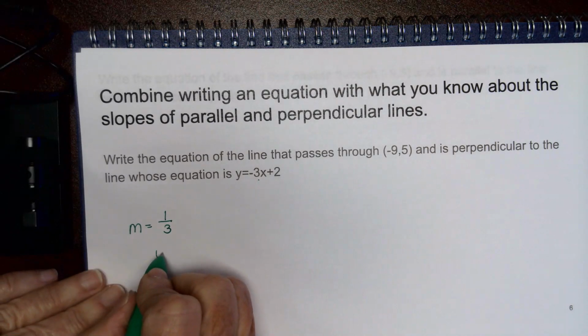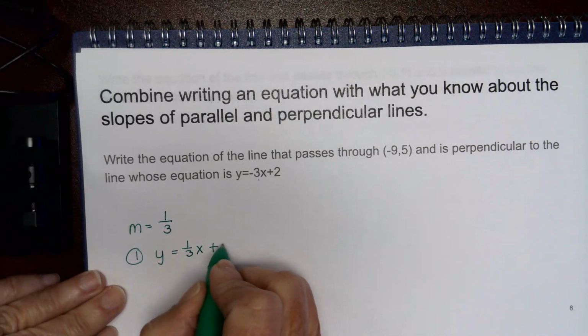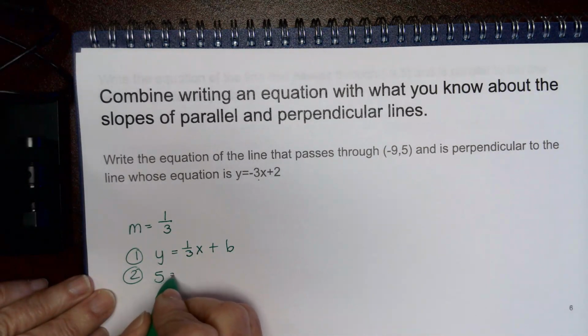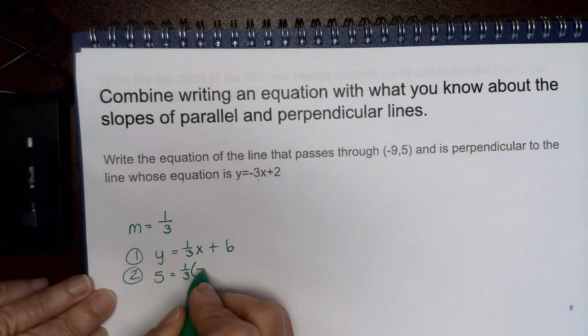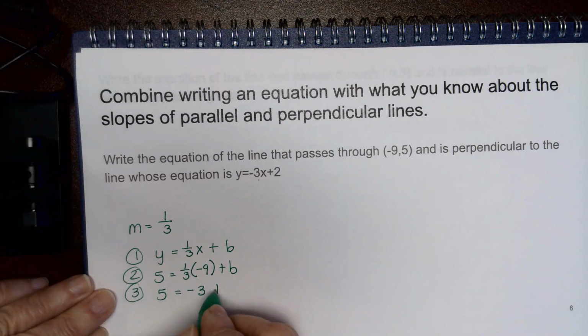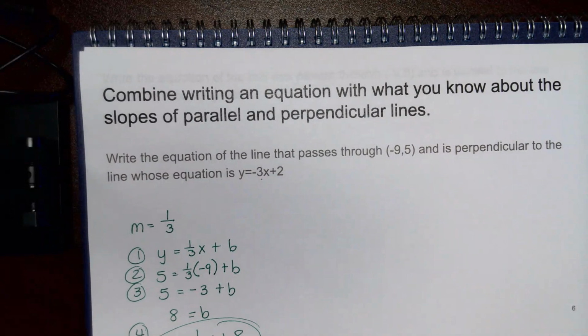So I go, step 1, y is equal to 1/3 x plus b, and then I'm going to plug in these points for the second step. So I have 5 is equal to 1/3 times -9 plus b. Third step is solving, so 5 is equal to -3 plus b. b is going to equal 8. I plug these back in. So y is equal to 1/3 x plus 8. And that would be the equation of the line that passes through that and is perpendicular to it.